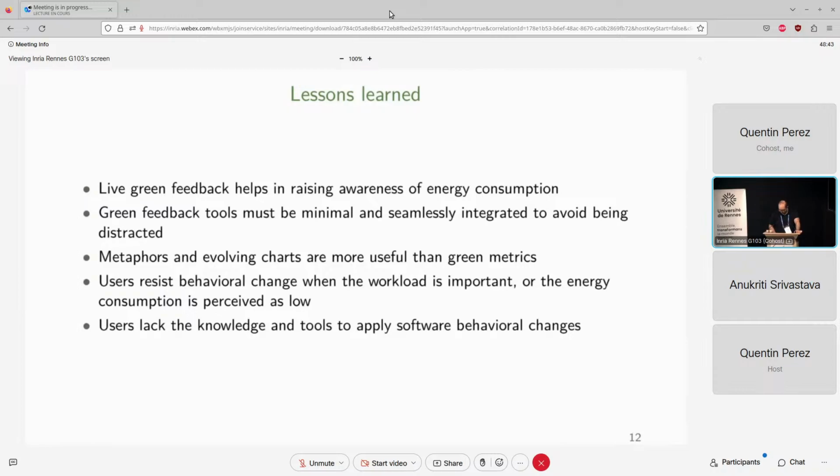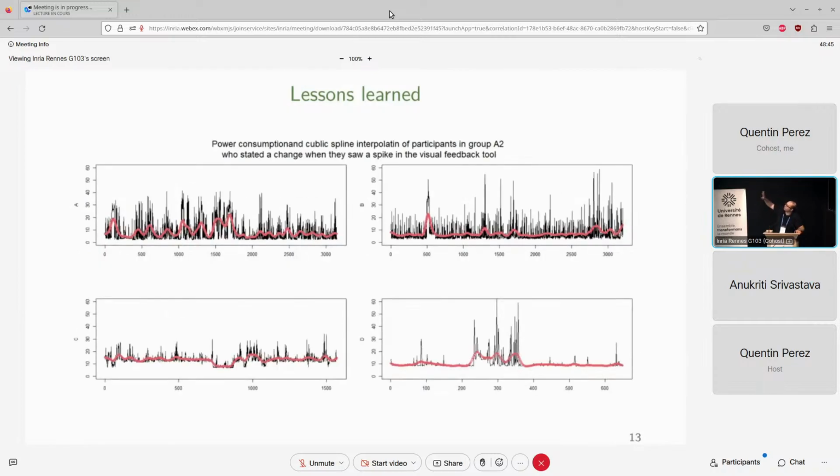And well, I have a couple of graphs, they don't show much, but what we see here is that some people stated they changed their behavior when there is a spike in energy consumption. Here we see the spikes of energy consumption. And when we observe what they did, sometimes they just minimize the window, or they switch from Chrome to another software, but it didn't have any impact on energy consumption. So all the actions they try to apply have no impact on software energy consumption, unfortunately.